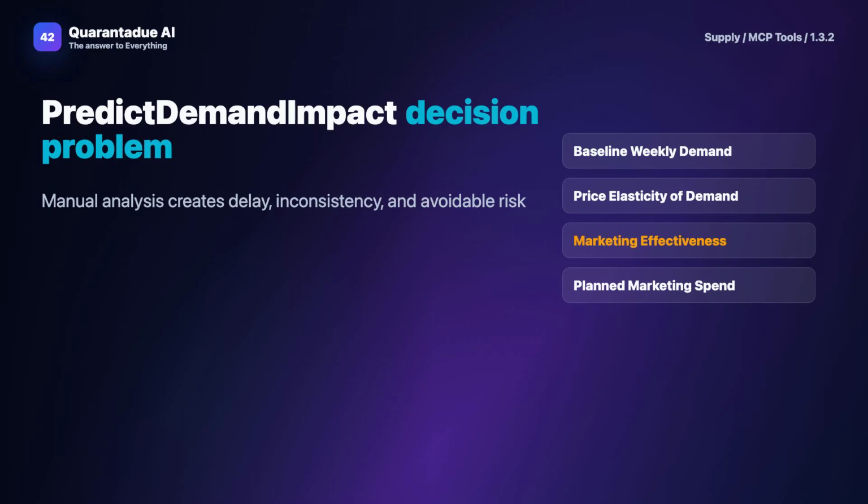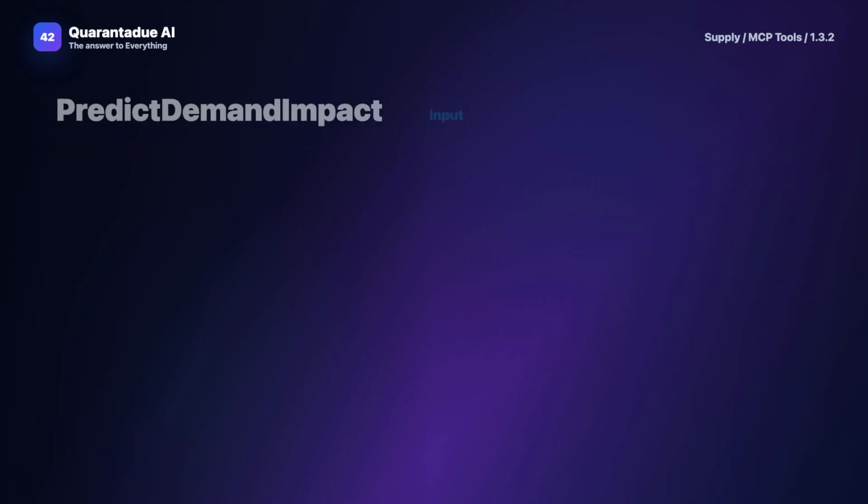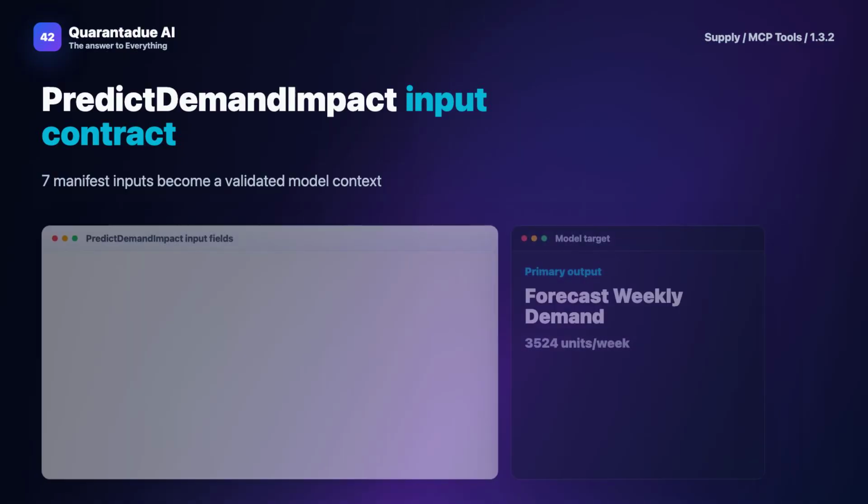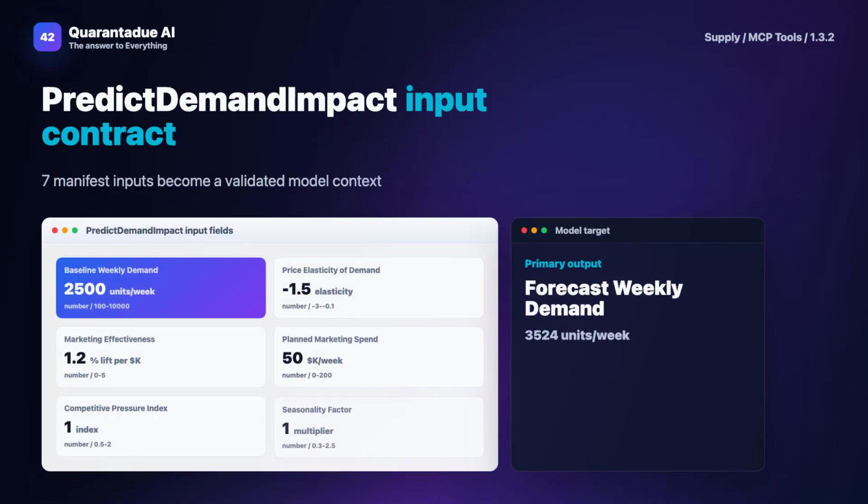Typical inputs include baseline weekly demand, price elasticity of demand, marketing effectiveness, planned marketing spend, and competitive pressure index. Keeping these fields explicit reduces ambiguity and makes every run easier to audit. The workflow then applies: calculate the change in demand units resulting from the planned price adjustment based on the baseline demand and price elasticity coefficient.